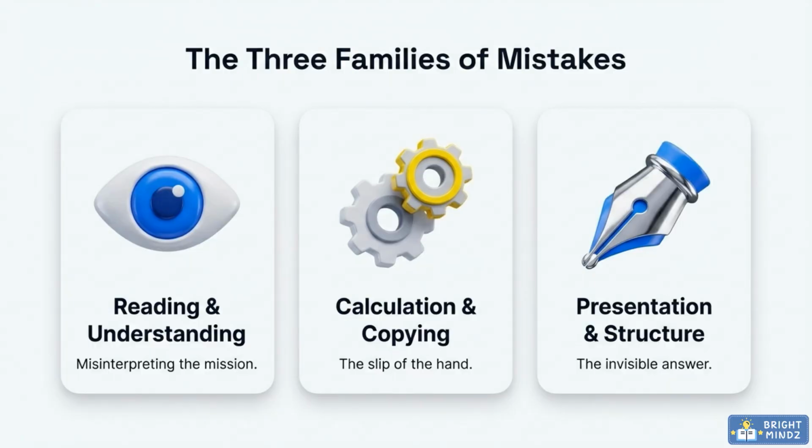Those exam mistakes fall into three big families. First, reading and understanding mistakes. You misinterpret the mission, answer a different question, or miss a key word like not or only. Second, calculation and copying mistakes. You know the method, but your hand slips with a minus sign, a digit, or a unit. Third, presentation and structure errors. You write the right ideas, but they're messy, incomplete, or hidden, so the examiner can't reward you fully.